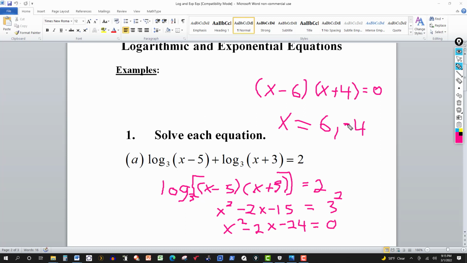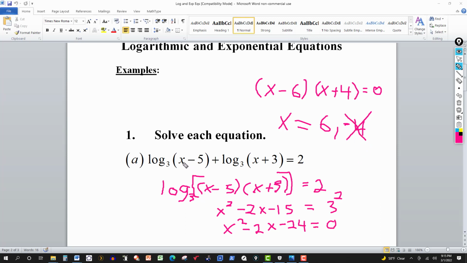Notice I said possible because you still have to check. It's not going to be a solution if you replace the x in the equation by that number and you get the log of a negative. You can stop as soon as that happens. So if I put negative 4 where the x is right here, that gives me negative 4 minus 5, that's negative 9. I don't even have to bother with the other one. This one is rejected.